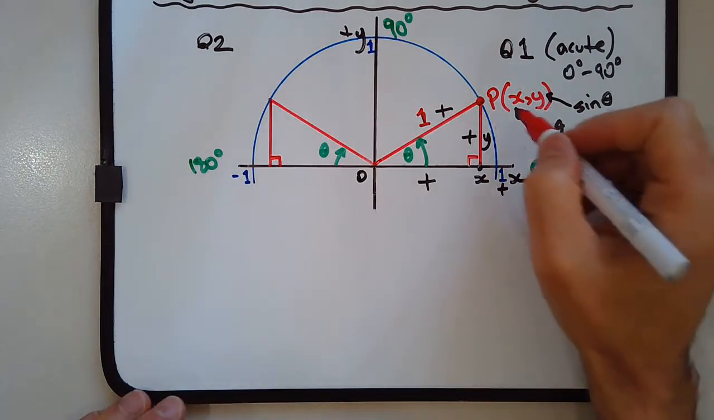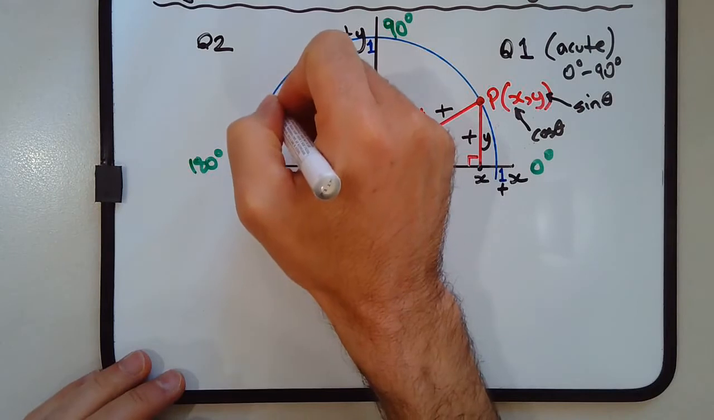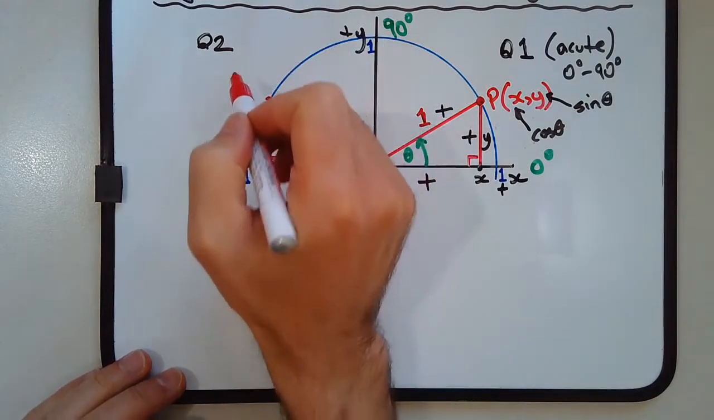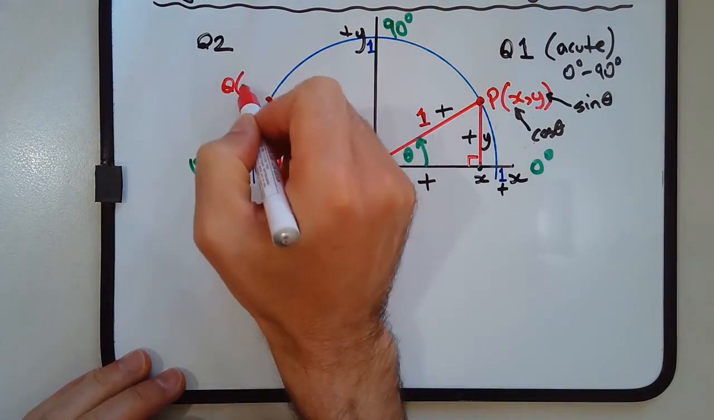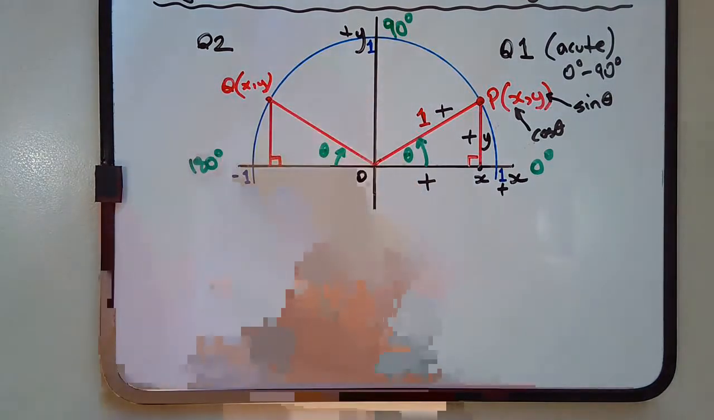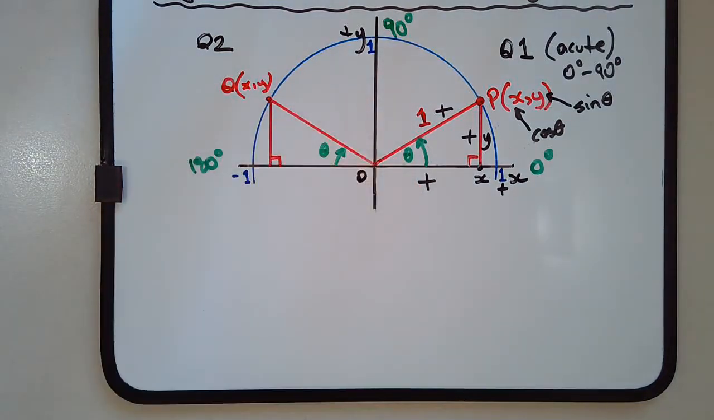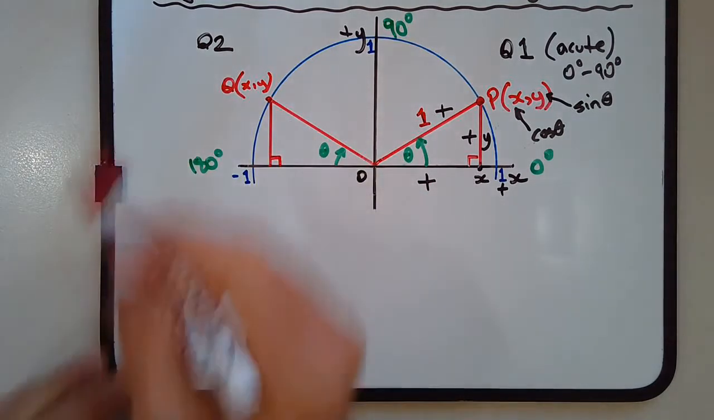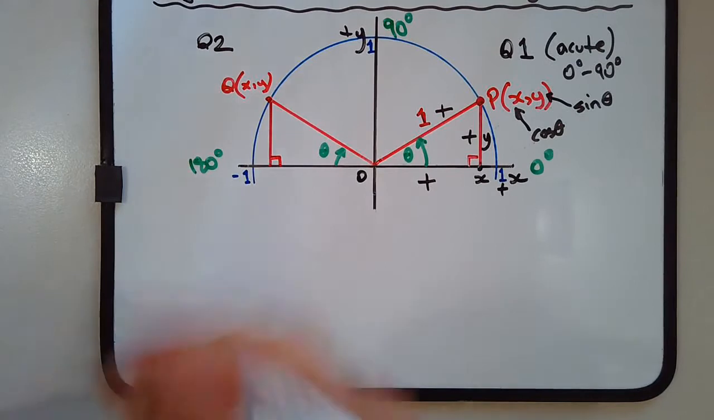I might call this, instead of point P, point Q. It's going to have slightly different coordinates, of course. But this is quadrant 2 now. So quadrant 2, these are your obtuse angles.